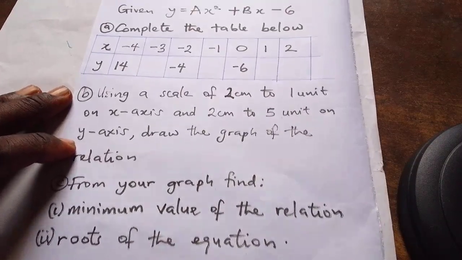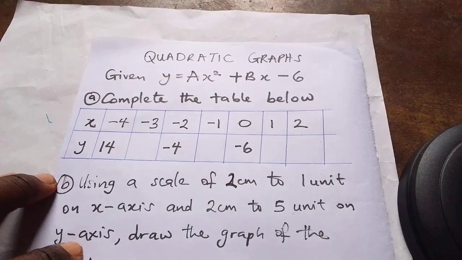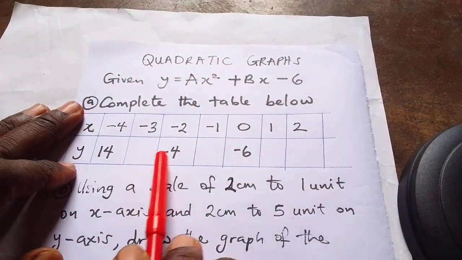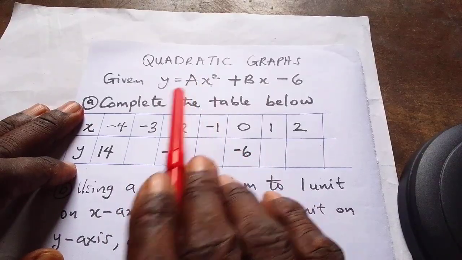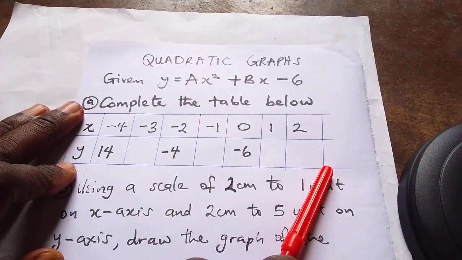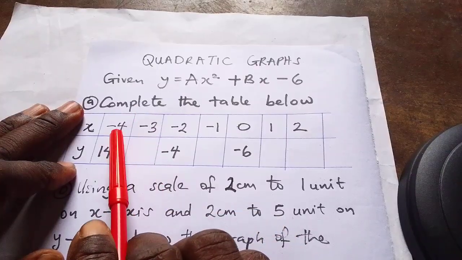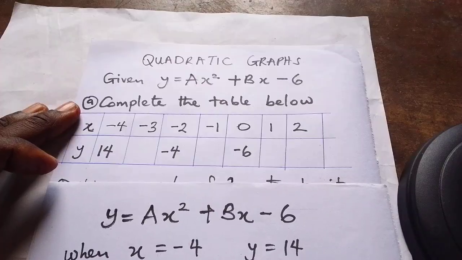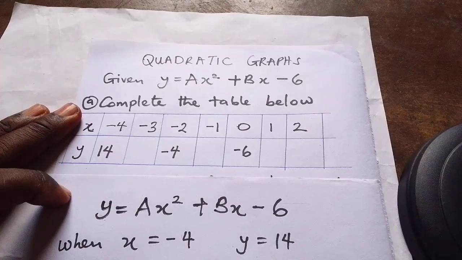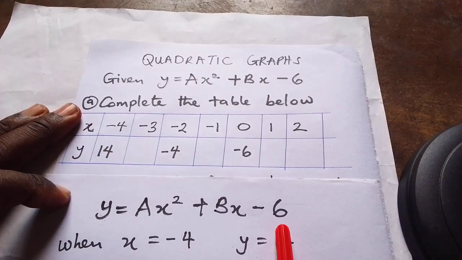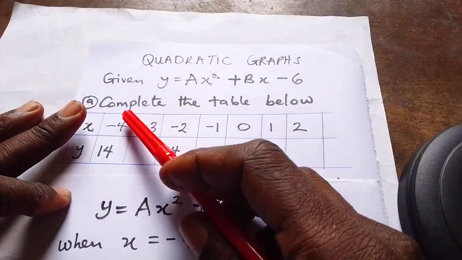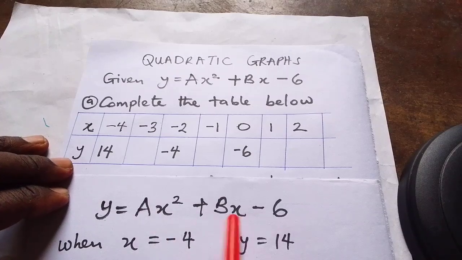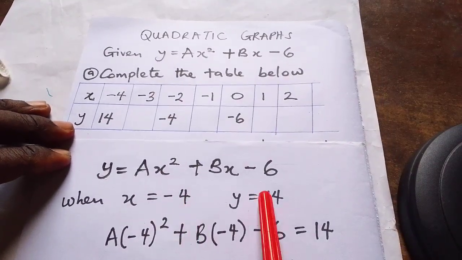So first of all, you need to get the real equation. Before you can complete this table, you must get the equation that is used to get the table. Now, for you to be able to get this, you are given that y equals ax squared plus bx minus 6. From this table, you know that when x is minus 4, y is 14. So you are going to substitute into this equation. So when x is minus 4, y is 14.